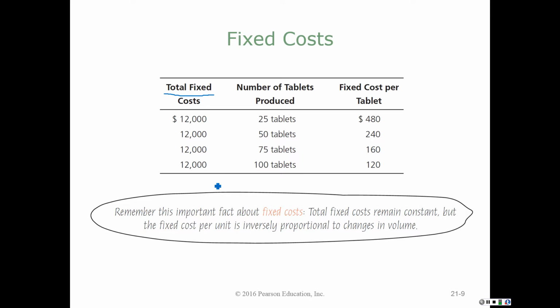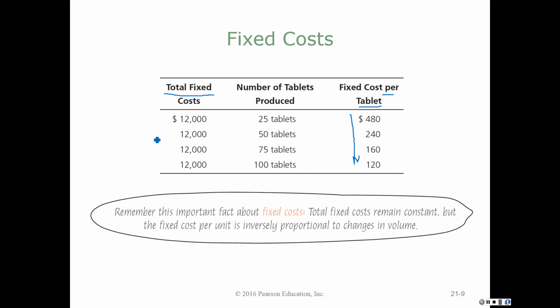However, if I want to know what my fixed costs are per unit, we take the total fixed cost divided by the number of units that we've produced, and what we see now is an inverse relationship taking place. Terrible arrow here. But the more we produce, the less fixed cost we have per unit, because now I'm spreading the rent, the supervisor's salary, the insurance out over more tablets.